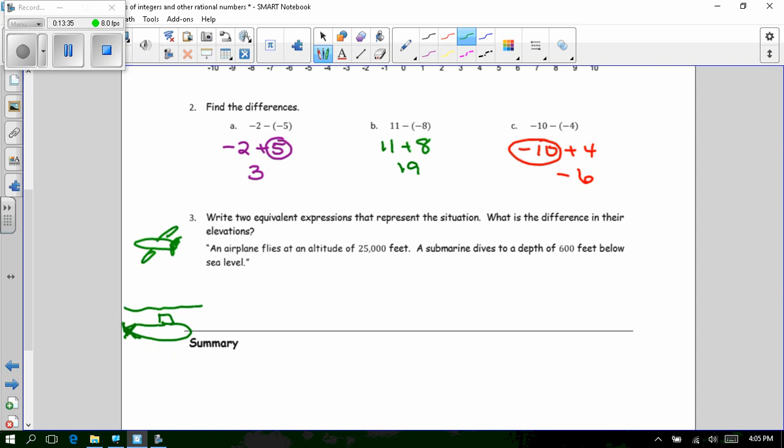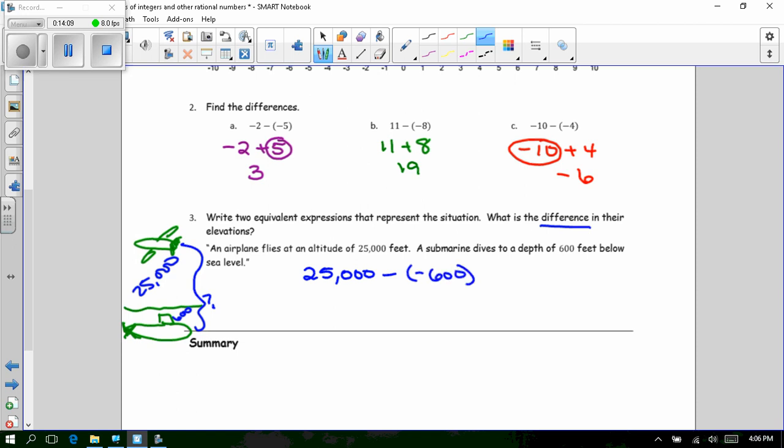Okay, there's my submarine. Okay, and the airplane is 25,000 feet above the water, and the submarine is 600 feet below the sea level, below it, right? And how far apart, that's what they want to know. How far apart are they, right? This is 25,000 feet, and this is 600 feet. So I have 25,000, right? And the difference should give me a clue. I'm going to subtract. And then 600 below is -600.